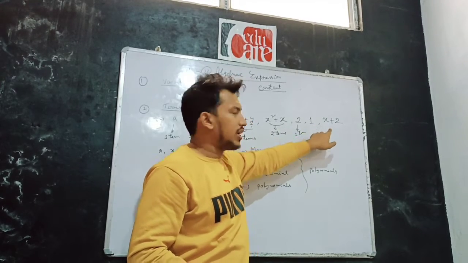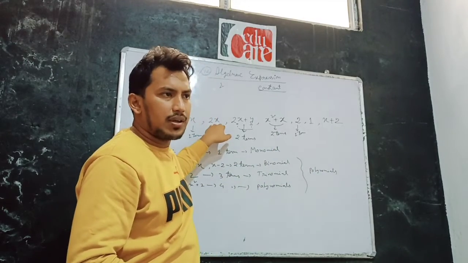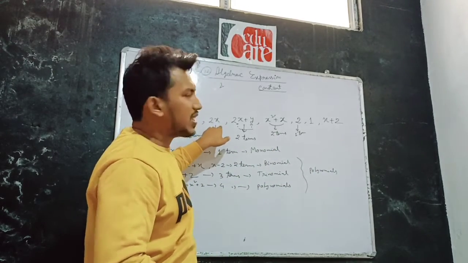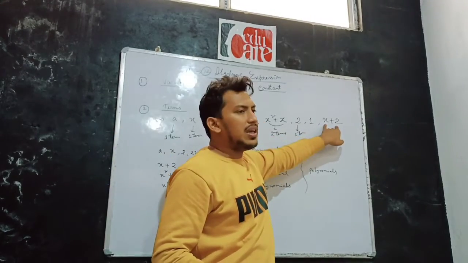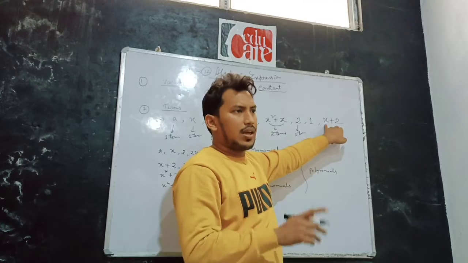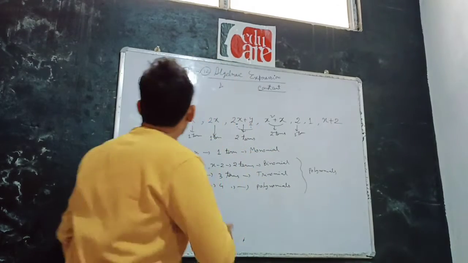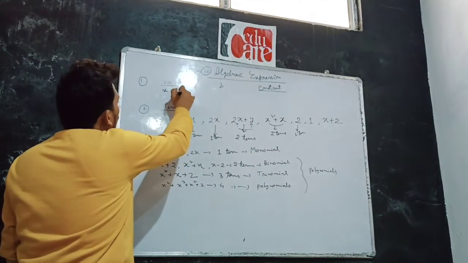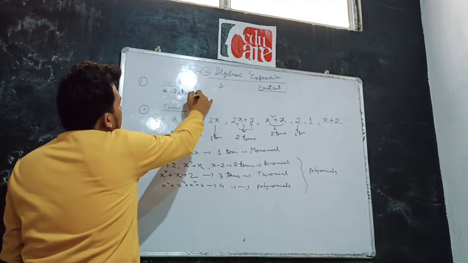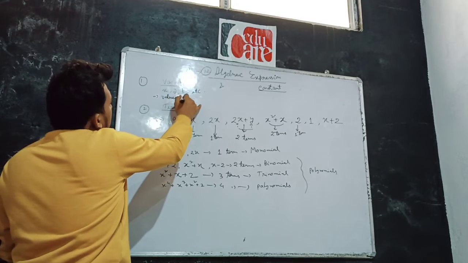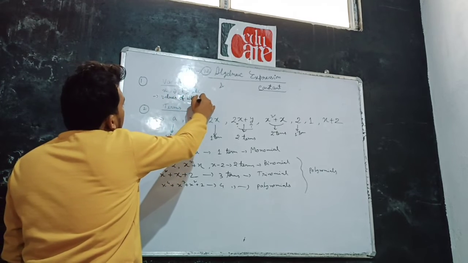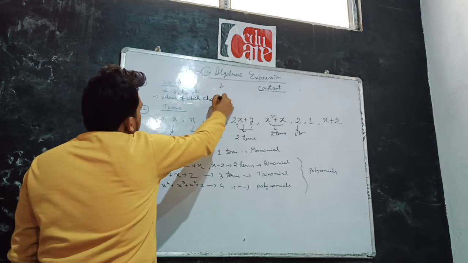If the value of x is here as 1, the value of x may be 3 here also. It is called a variable. Variables mean x, y, t, etc. Values of which change.